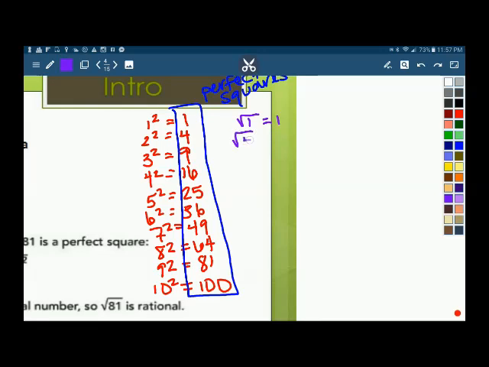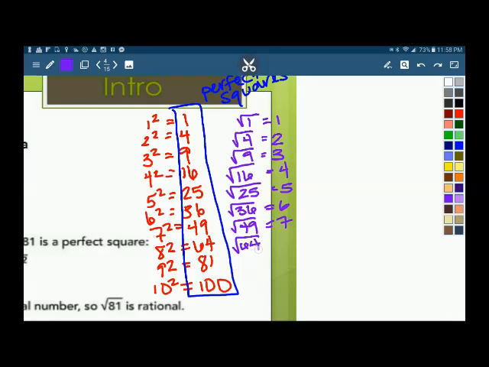The square root of 4 is 2. Square root of 9 is 3. Square root of 16 is 4. The square root of 25 is 5. Square root of 36 is 6. Square root of 49 is 7. The square root of 64 is equal to 8. Square root of 81 is equal to 9. And the square root of 100 is equal to 10.